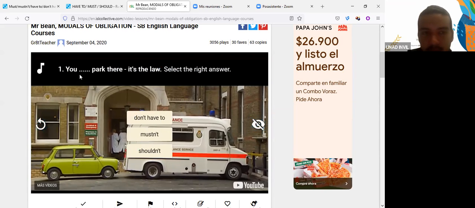Okay, guys, we need to fill this blank. It says you park there. It's the law. So we have to select the right answer: you don't have to park there, you mustn't park there, or you shouldn't park there.